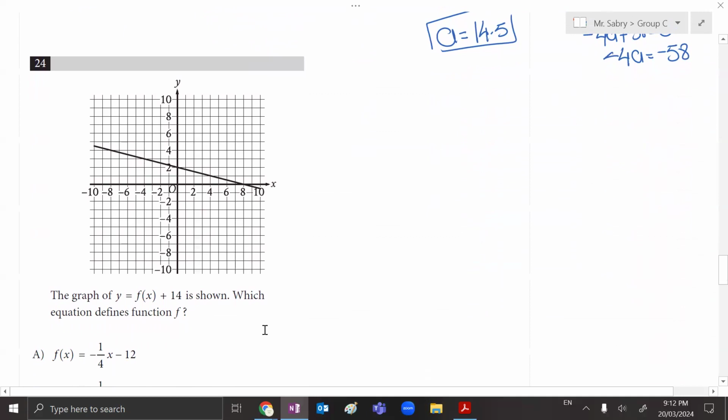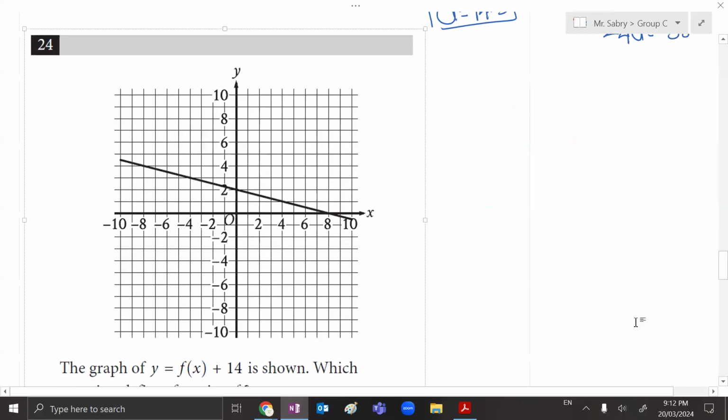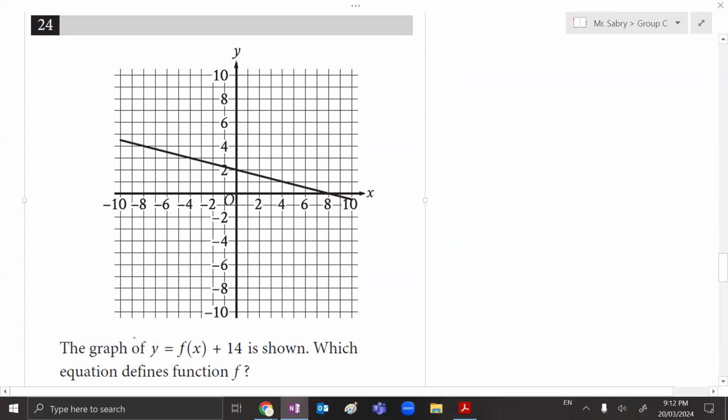This is a linear equation, and you're told that this is the graph of f of x plus 14. What does that mean? It means this is the graph of one function, and then 14 was added to it. It means it moved up 14. They're asking you which equation defines function f, not y. I want what the original f was. So let's find the equation of this first. What's the equation of this one?